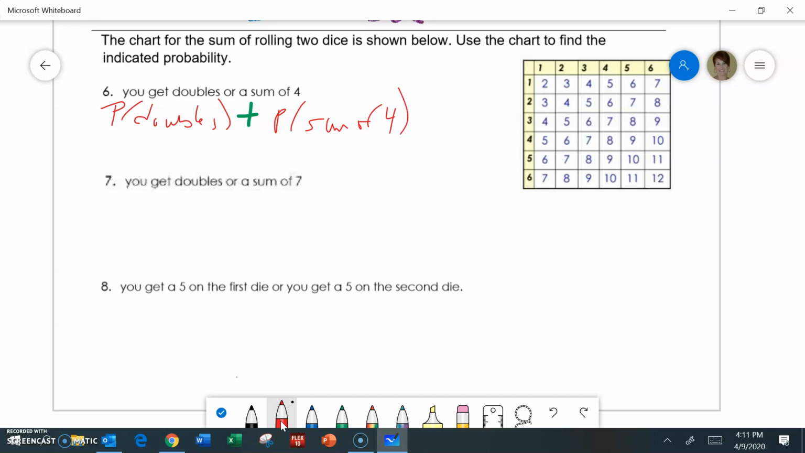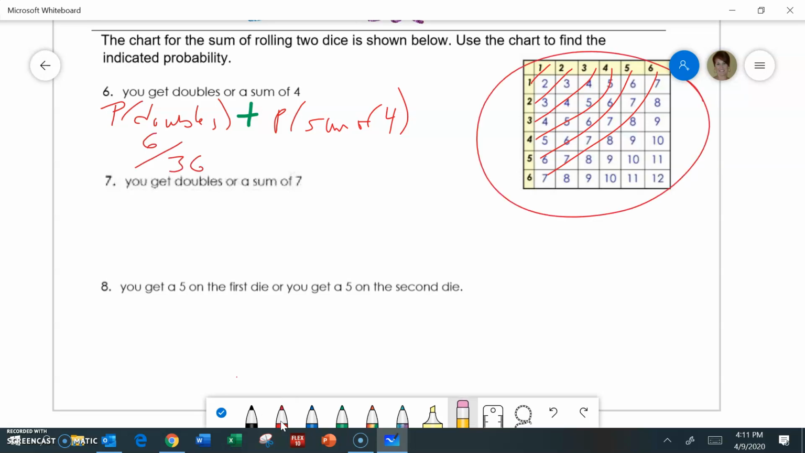So if we take a look at our doubles, what that means is you roll a 1 and a 1, a 2 and a 2, a 3 and a 3, a 4 and a 4, a 5 and a 5, and a 6 and a 6. So that would be 6 out of 36 numbers that you see in this entire chart.